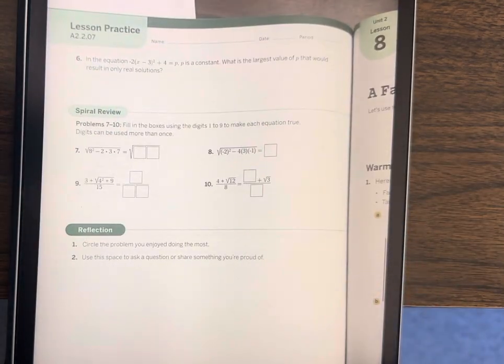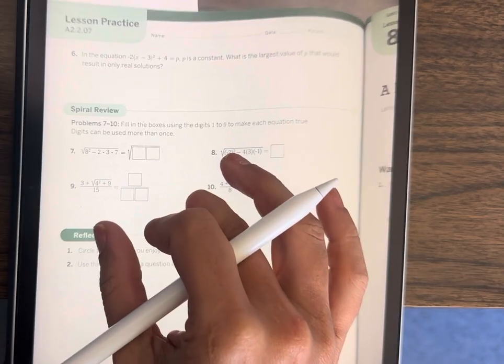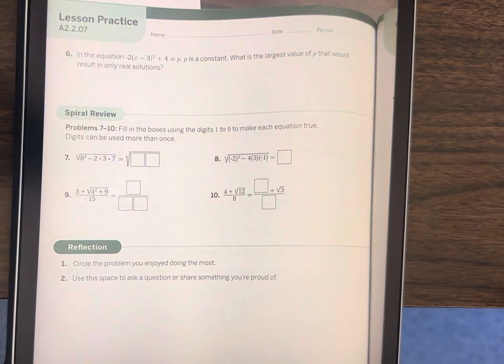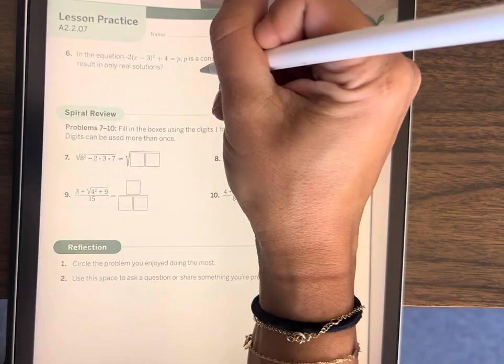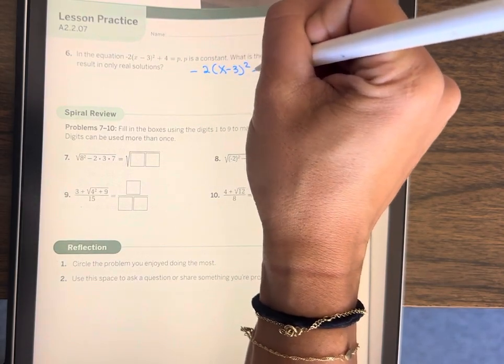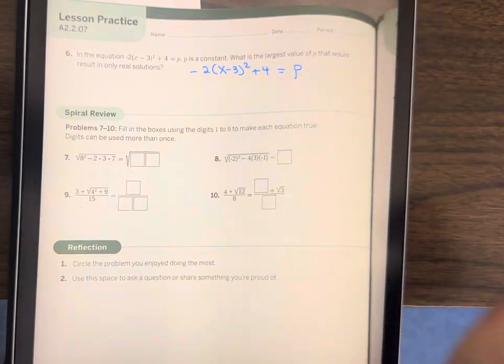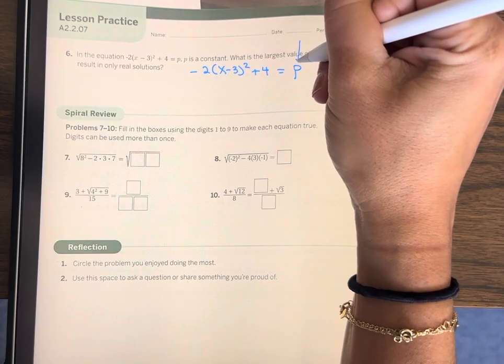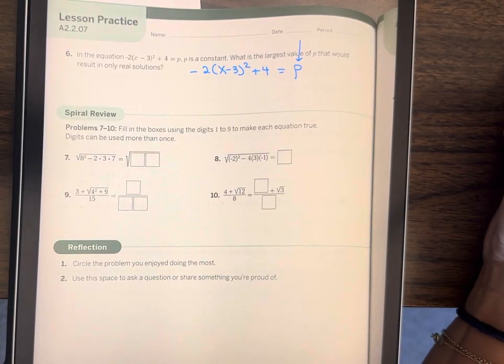Okay, let's look over here. Number 6. In the equation, p is a constant. What's the largest value of p that would result in only real solutions? Okay, let's see. Negative 2 times (x minus 3) squared plus 4 equals p. You guys, I don't really allow something like a p getting thrown into the equation to trip me up. Remember, we don't change the rules of math for weird things. We just keep going.